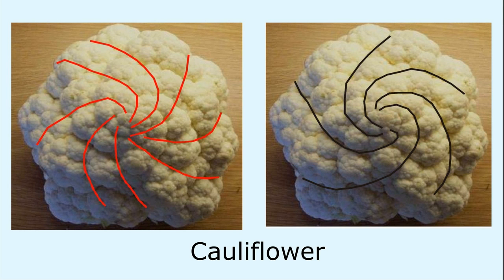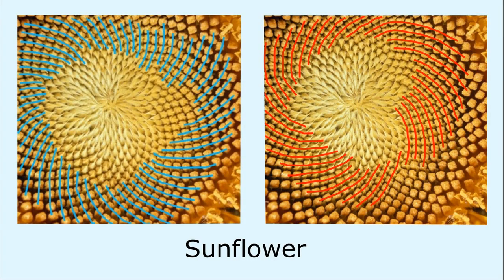Spirals are even found in cauliflower if you draw lines in the grooves. In this cauliflower, 5 black lines are drawn clockwise and 8 red ones twisting counterclockwise. The number of twisting spirals differs from flower to flower and from shape to shape. For example, in the heart of a sunflower, 55 counterclockwise spirals are found, colored blue. The 34 red-colored spirals twist clockwise.